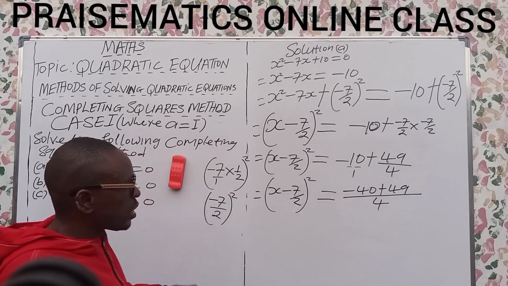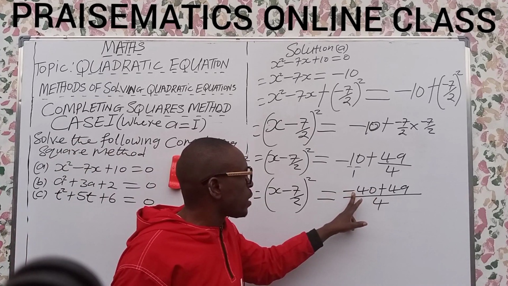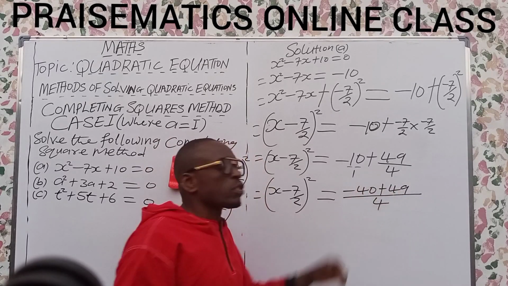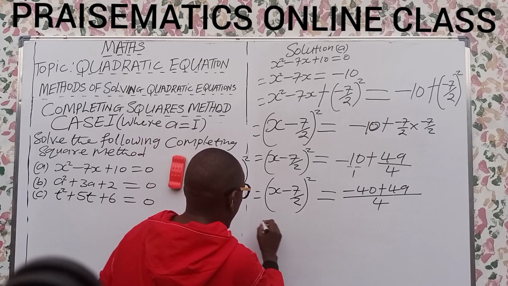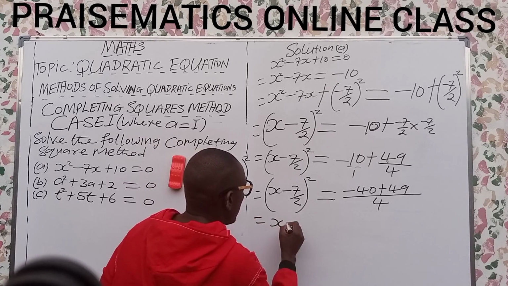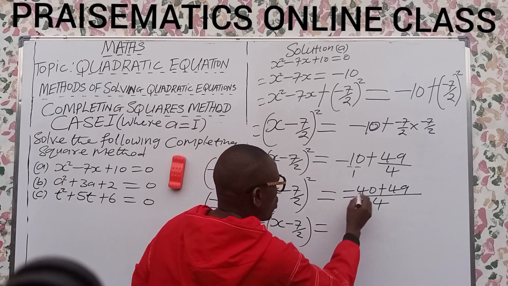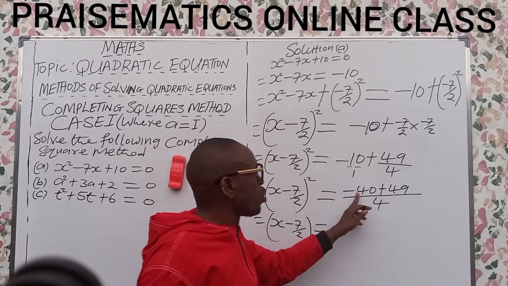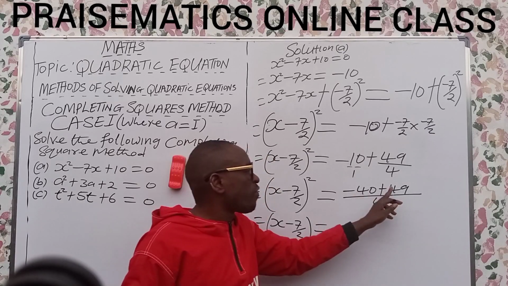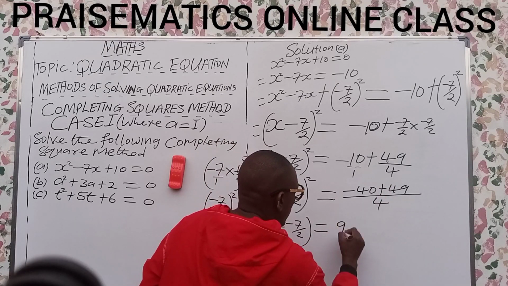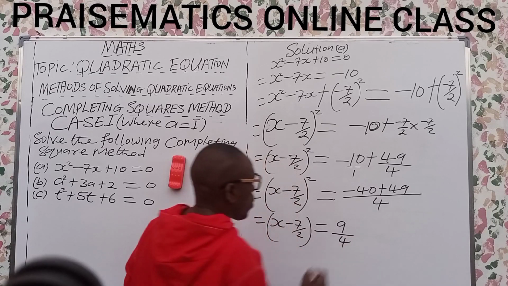Now, how do we do this? Minus 40 plus 49 is the same thing as saying 49 minus 40. So we have that x minus 7 over 2 all square is equal to what? You owe somebody 40 naira and you have 49 naira. When you pay, you still have 9 naira. We have 9 over 4.